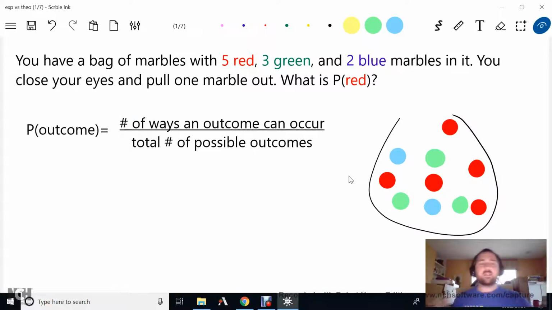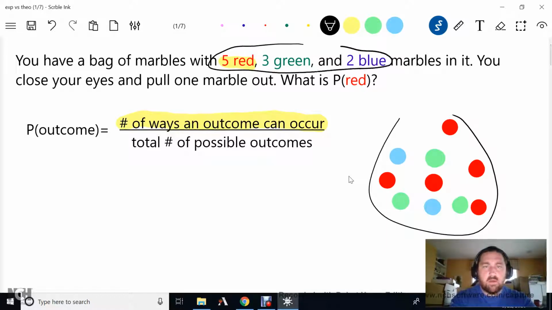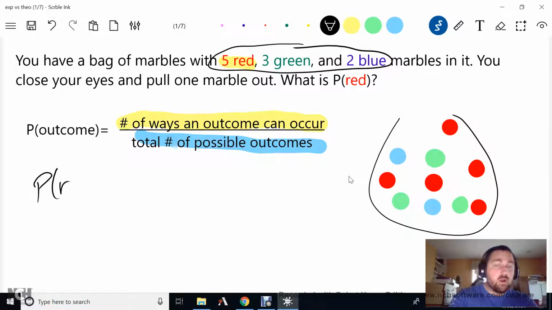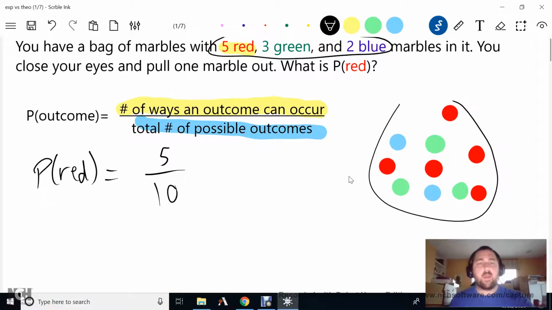We've done this kind of probability question a bunch of times. We know that the probability that you get a certain outcome is the number of ways an outcome can occur over the total number of possible outcomes. In this case, because we're trying to find red, there are five red marbles. That would be the number of ways an outcome can occur. And there are 10 total, since 5, 3, and 2 make 10, and that would be the total number of possible outcomes. So the probability that you would draw a red marble would equal 5 over 10. We have 5 red marbles, 10 total ways that they can occur. Probability is 5 over 10.